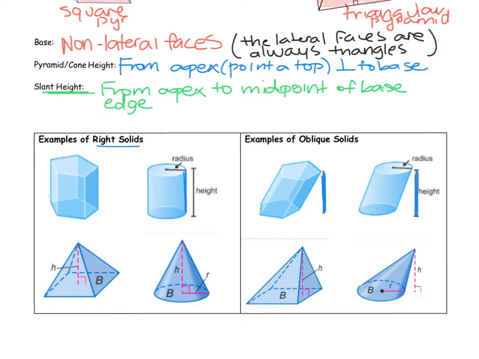In a right pyramid or cone, the height goes from the apex to the center of the base, whereas in an oblique pyramid or cone, the height still goes from the apex perpendicular to the base, but it no longer hits the center of the base.